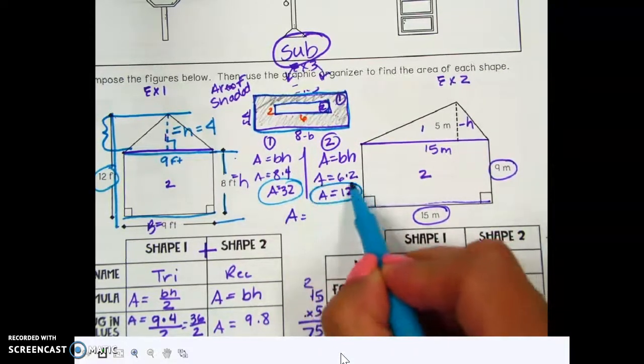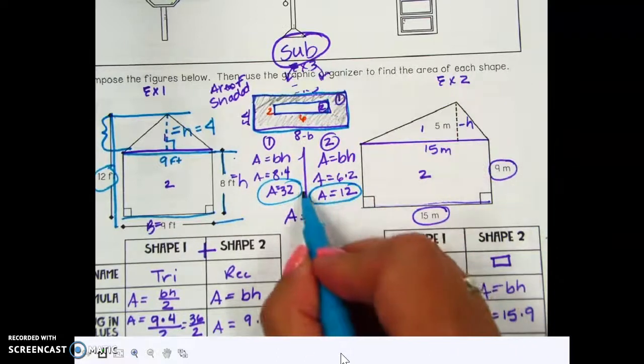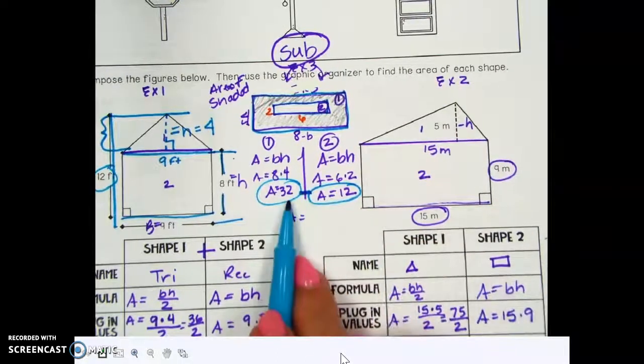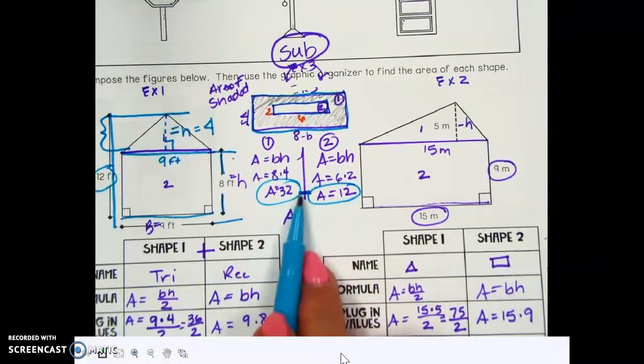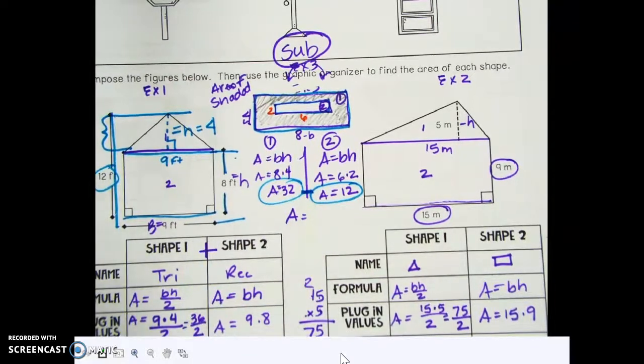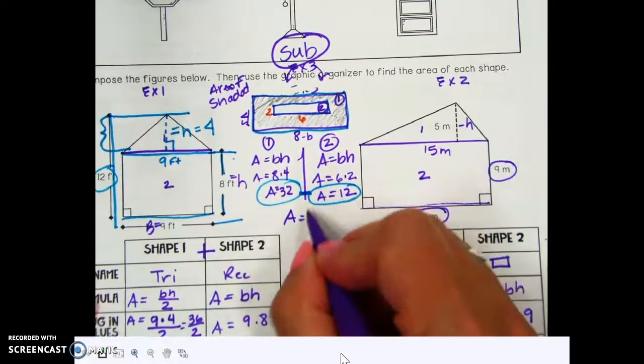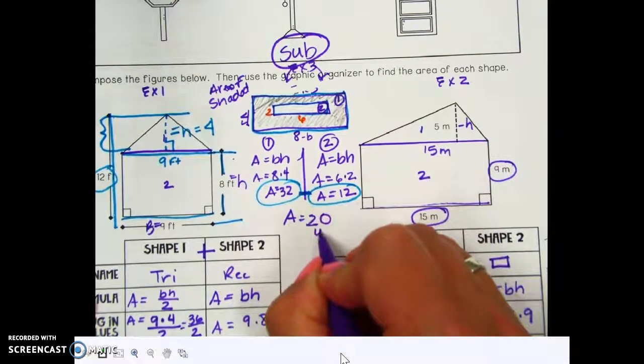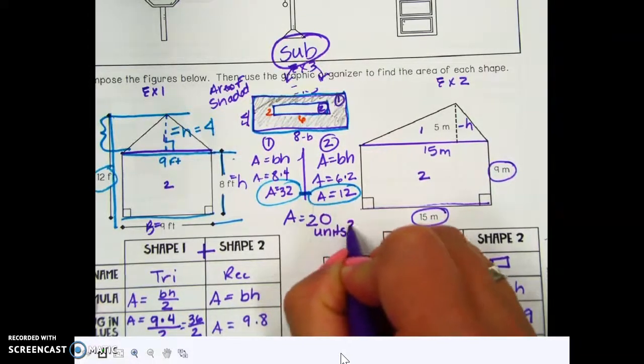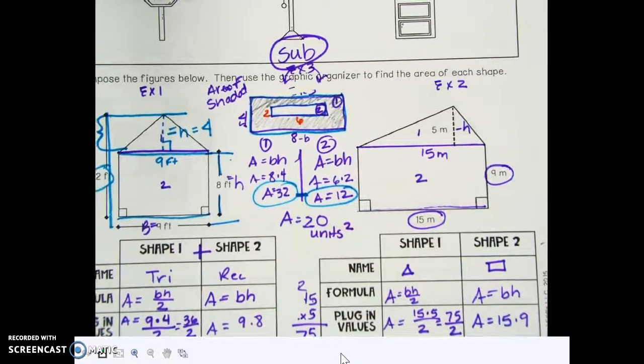That area is 12, and I said you have to subtract those. So if I subtract 12 from 32, what do I end up with? That's okay. I'm so glad somebody answered, for crying out loud. I'd end up with 20, and I'll say units squared. Okay, so that is the lesson in a nutshell.